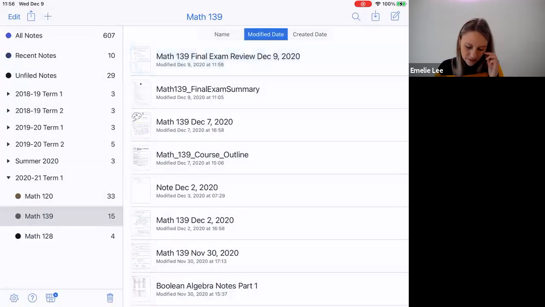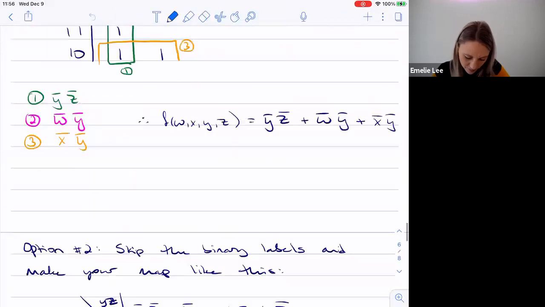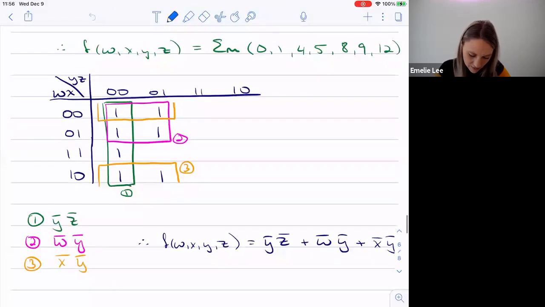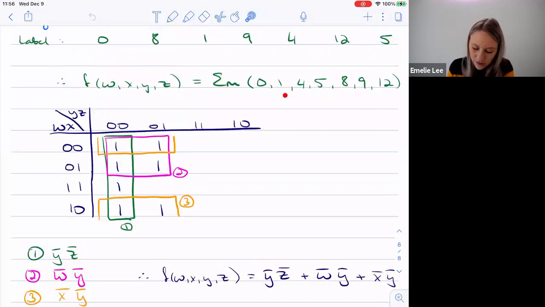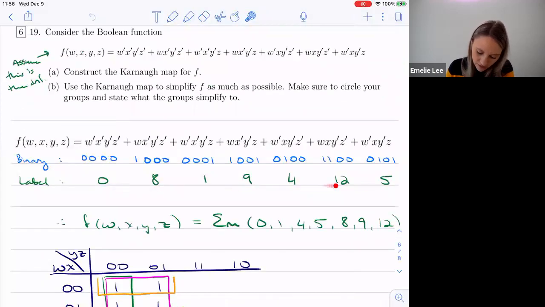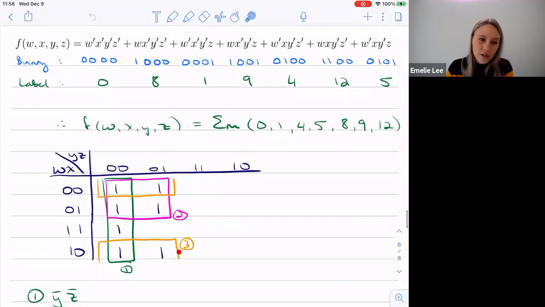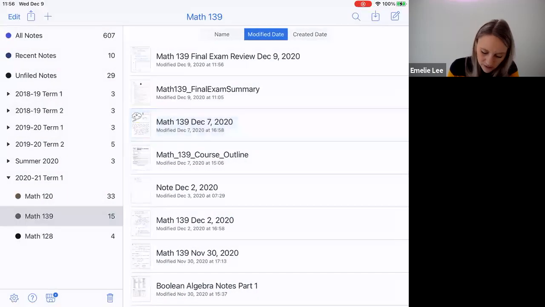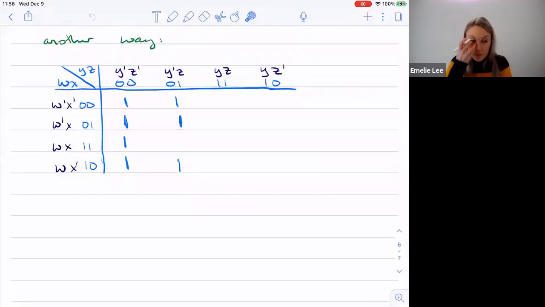Let's check against the map that we had last day. No peeking at the groupings, but it looks the same, right? So either way, whether you figured out what the labels are for each of these and mapped them out according to their labels, or you just took each term and mapped them out, it's going to be the same.